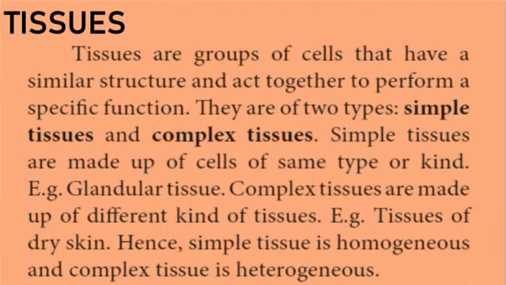Tissues. Tissues are groups of cells that have a similar structure and act together to perform a specific function. They are of two types, simple tissue and complex tissue. Simple tissues are made up of cells of the same type or kind. Example, glandular tissues. Complex tissues are made up of different kinds of tissues. Example, tissues of dry skin.